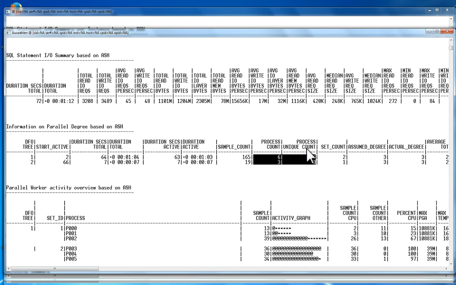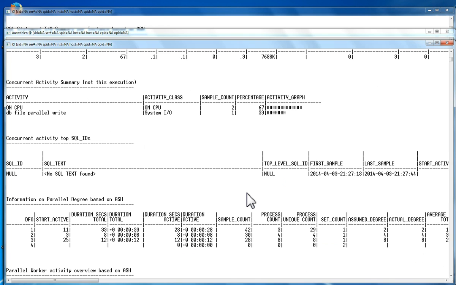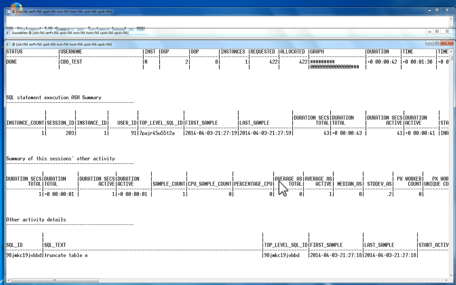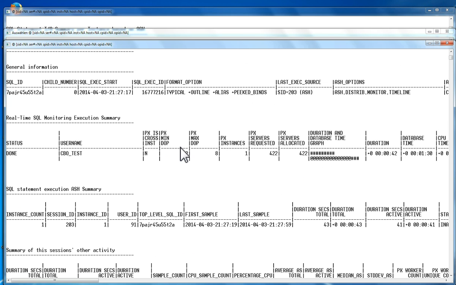And to give you just an idea how this could also look, I have here a different example where we can already see in this real-time simple monitoring about the same information, if you want to say so. This is quite a complex example, so we have even different degrees in this execution plan, different DFO trees that got different parallel degrees. And we also have here this significance that although we have a degree of 8 or 2, many hundreds of parallel slaves were requested and allocated.